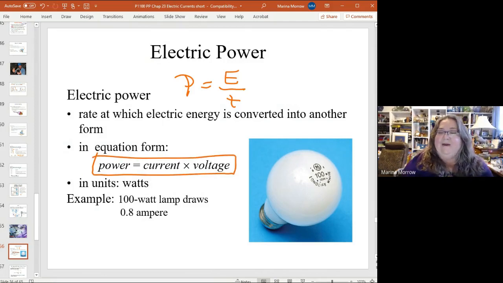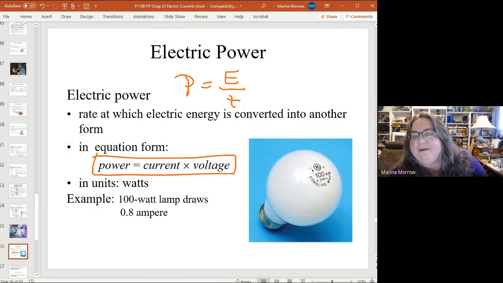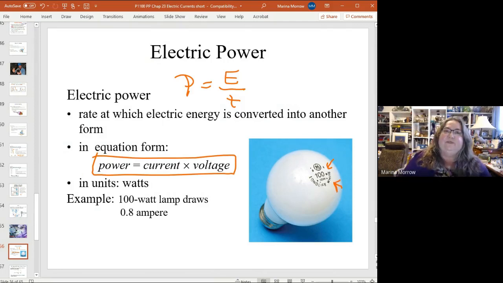So when we have a 100 watt light bulb, because of course light bulbs are measured in watts, that's the power. Now, if you look at this light bulb, it says 100 watts, but down below it, it says 120 volts. So it's only 100 watts if the voltage is 120 volts. So let's go see how that works.